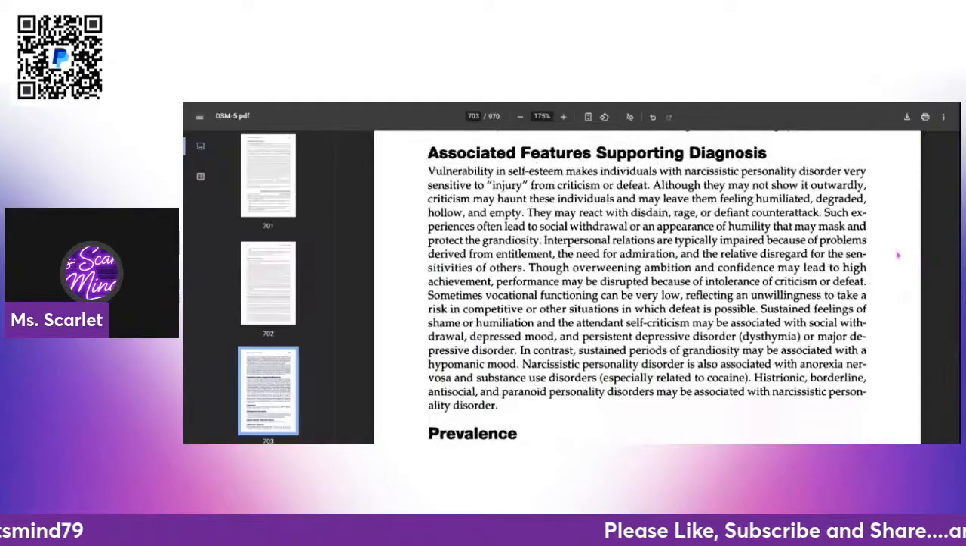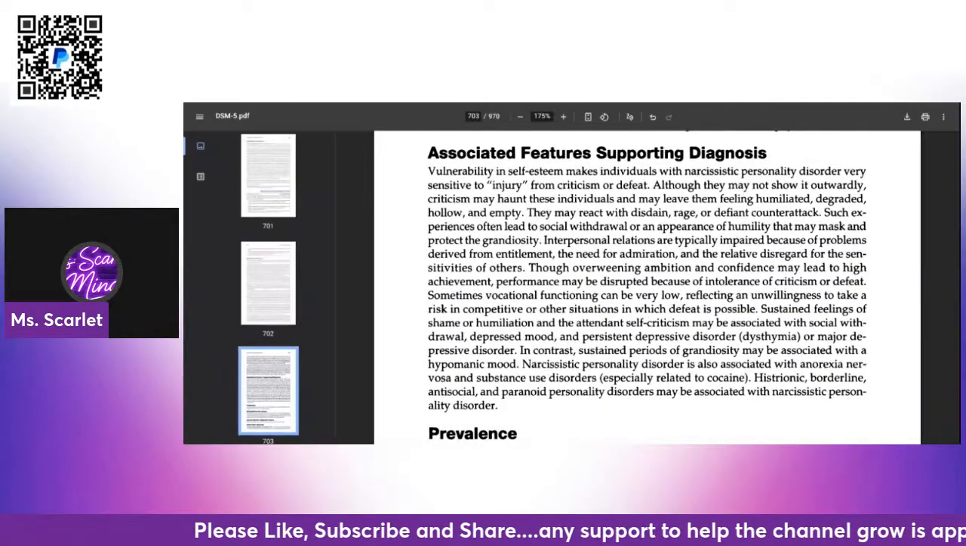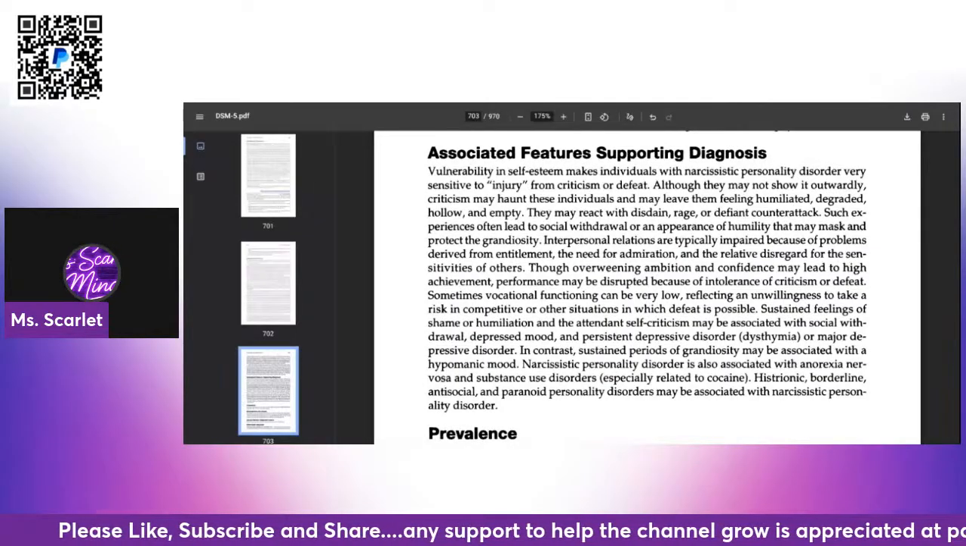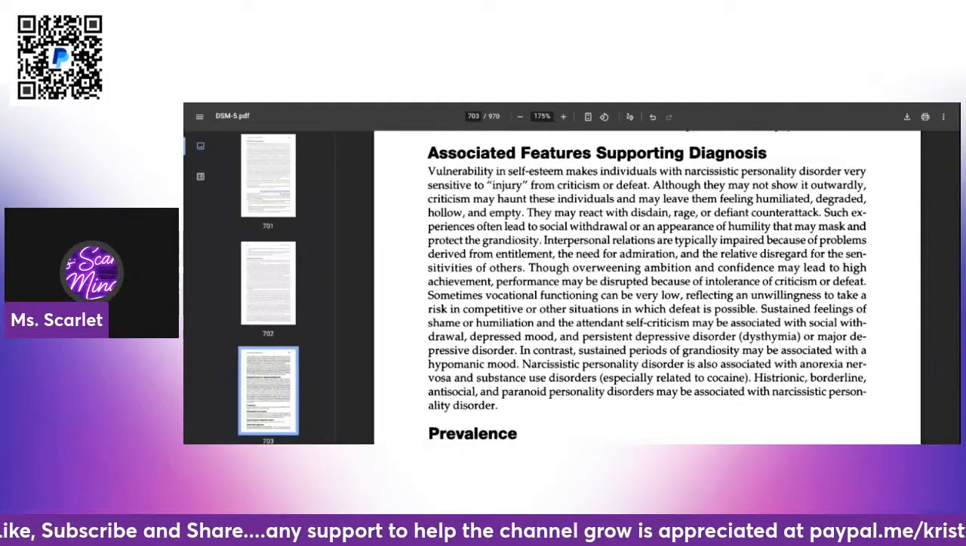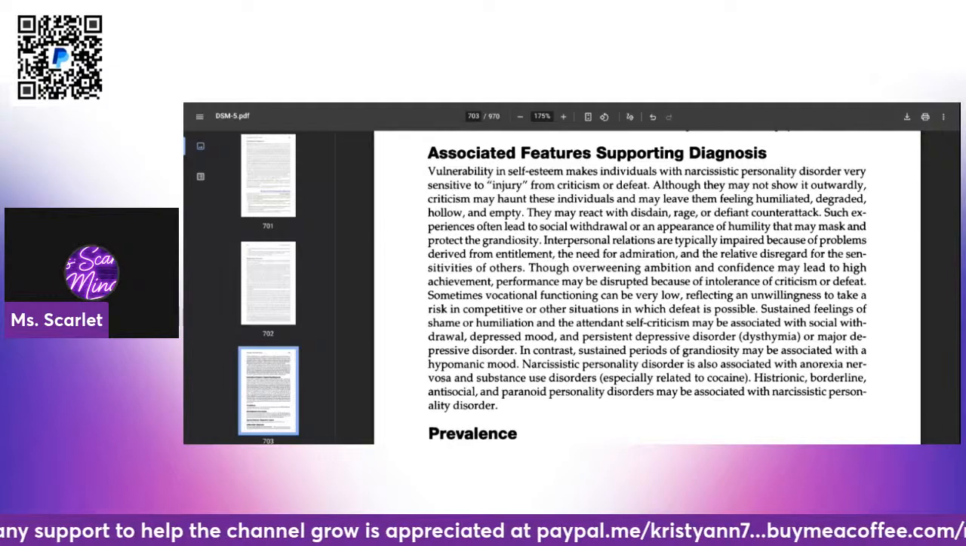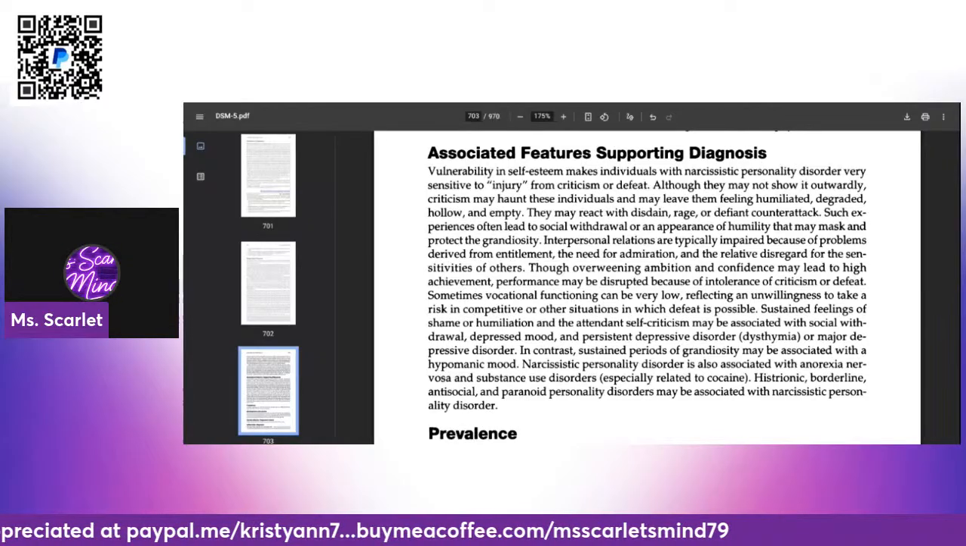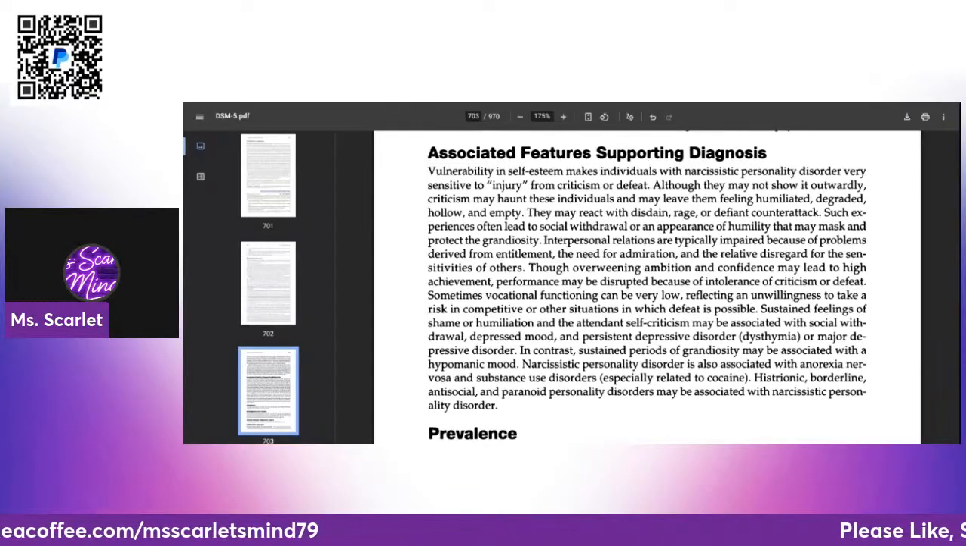These are associated features supporting diagnosis. Vulnerability in self-esteem makes individuals with narcissistic personality disorder very sensitive to injury from criticism or defeat. Although they may not show it outwardly, criticism may haunt these individuals and may leave them feeling humiliated, degraded, hollow, and empty. They may react with disdain, rage, or defiant counterattack.